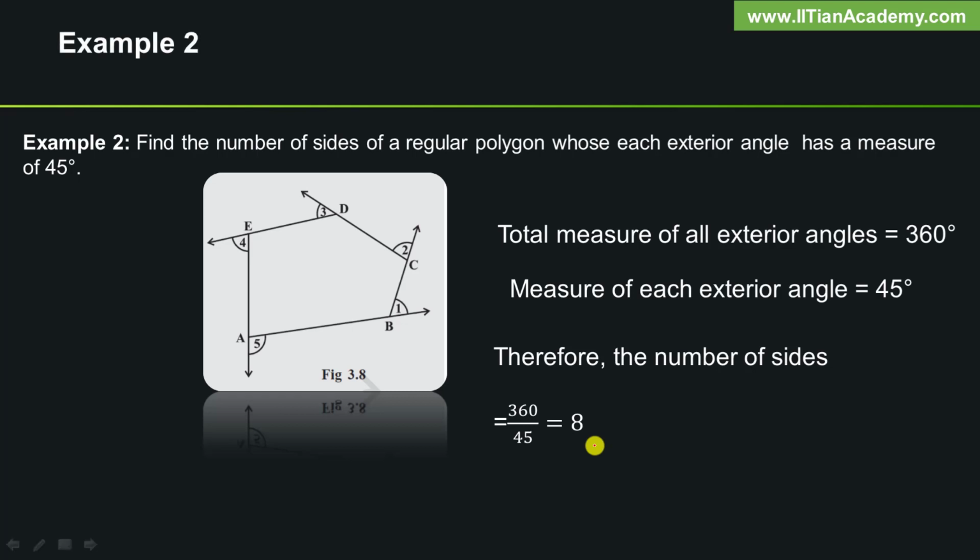In this example, we will calculate the number of sides for a regular polygon. We know the angle sum of exterior angles of a regular polygon is 360 degrees. In a regular polygon, all sides make an equal exterior angle. Hence, the number of sides can be calculated. It is measured as the total angle divided by the measure of each angle. Hence, the number of sides is 8.